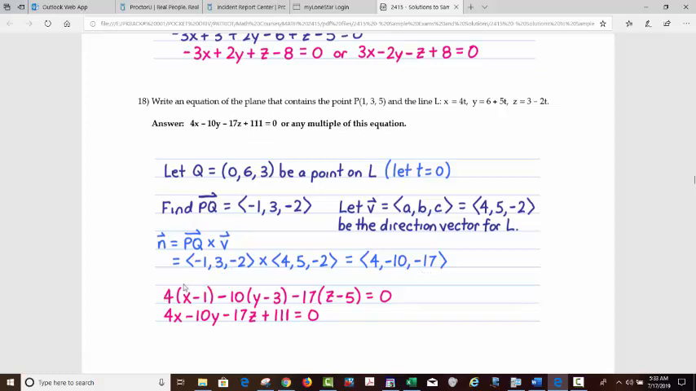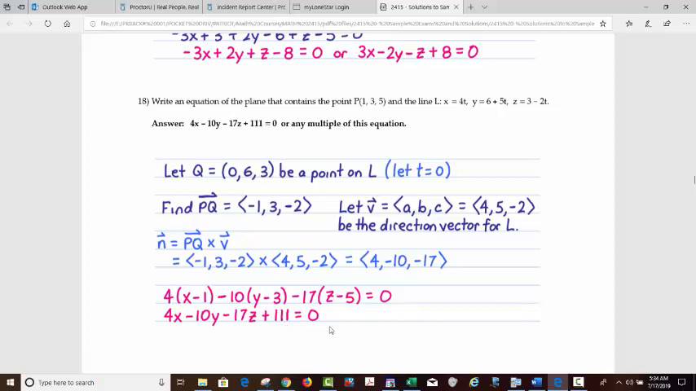So here's my A, B, C right here: 4, -10, -17. I just chose point P to put in here, which will be x minus 1, y minus 3, z minus 5, like so. And then distribute all that out. So you get 4x. Looks like I skipped a couple steps there, not only the arithmetic. You see the 4x, the minus 10y, and the minus 17z. But I should have had a -4. -10 times 3 is -30, and then -17 times -5 is 85. So 85 minus 30 is 55, minus 4 gives the 111 right there.